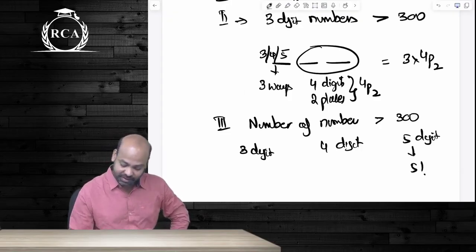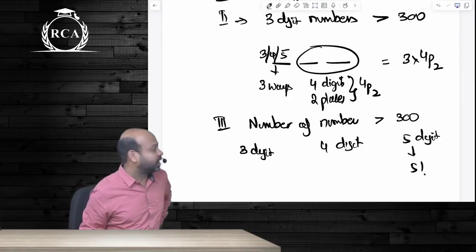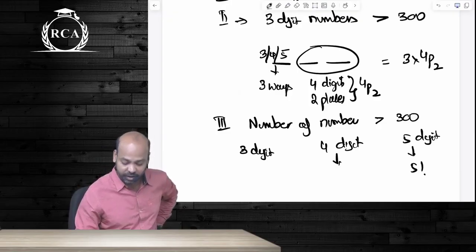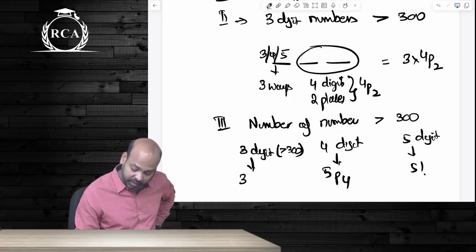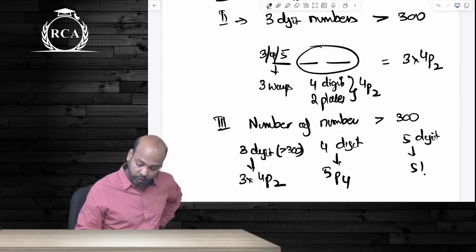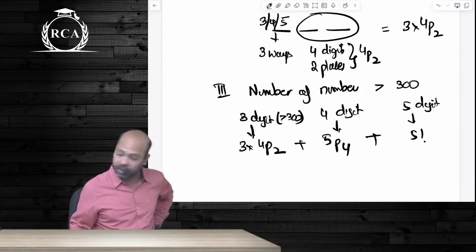5 digits, guys, and 5 places. In how many ways can you do it? 5 factorial ways. 5 digits and 4 places. In how many ways? 5P4 ways. This is greater than 300. So I'll just write the answer above. Can I do that directly? 3 into 4P2. All of this will be the answer.